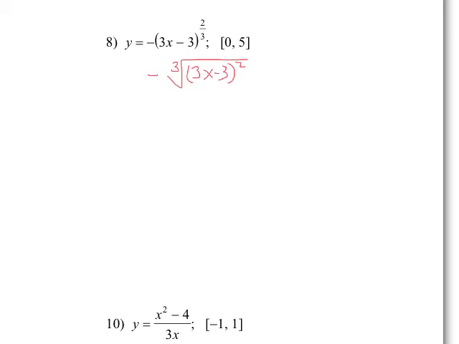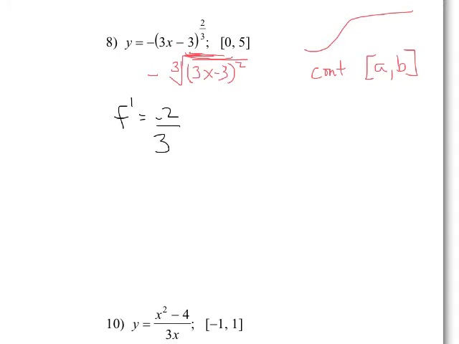And cube roots, oops, that shouldn't erase. Cube roots are always continuous everywhere. Remember, a cube root function looks something like that. So it's continuous everywhere. So it is continuous on our closed interval AB. Now what we want to do is take the derivative. So f prime is going to be, we'll drop the 2/3 down in front, and then we multiply that by 3x minus 3 to the negative 1/3, chain rule 3.